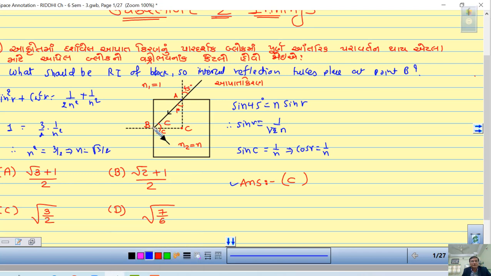Here we use the condition of total internal reflection. And let me remind you, when is total internal reflection possible? For denser to rarer. Denser means high refractive index, rarer means low refractive index. This angle depends on which medium it is. Here the medium is air. n is equal to 1.